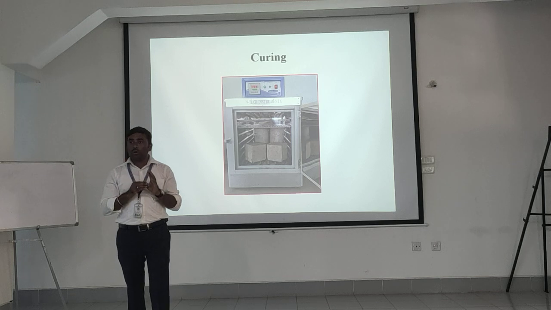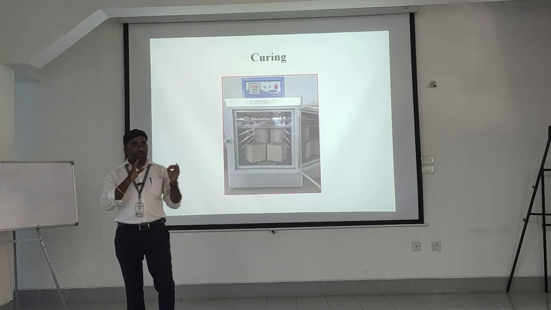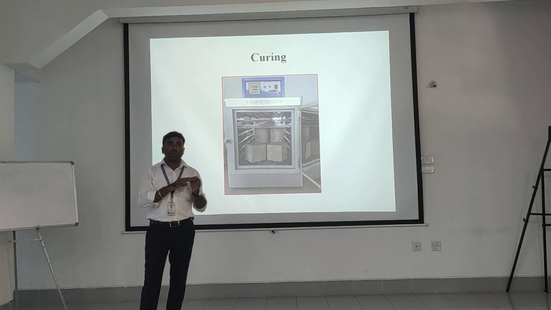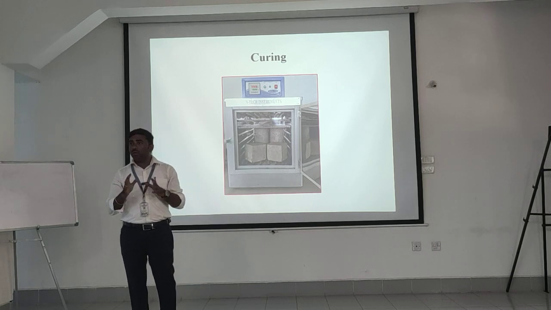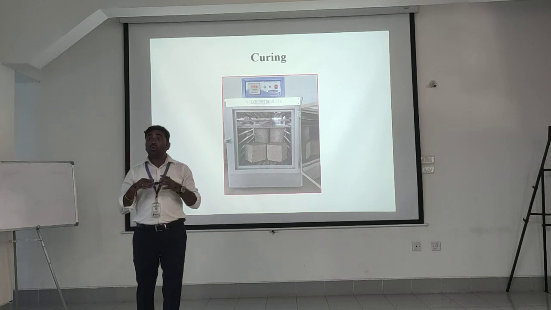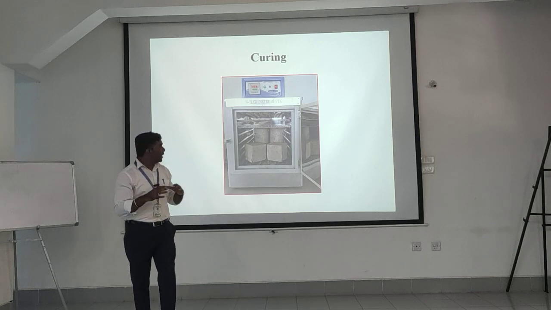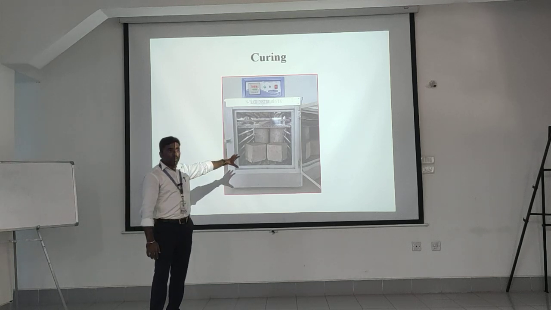In the case of geopolymer concrete, the maximum curing period is 7 days. So in conventional concrete, what is the maximum period of curing? 28 days. But in geopolymer concrete, within 7 days only we will get 100% of the strength. How to get that strength? The main difference is the method of curing.